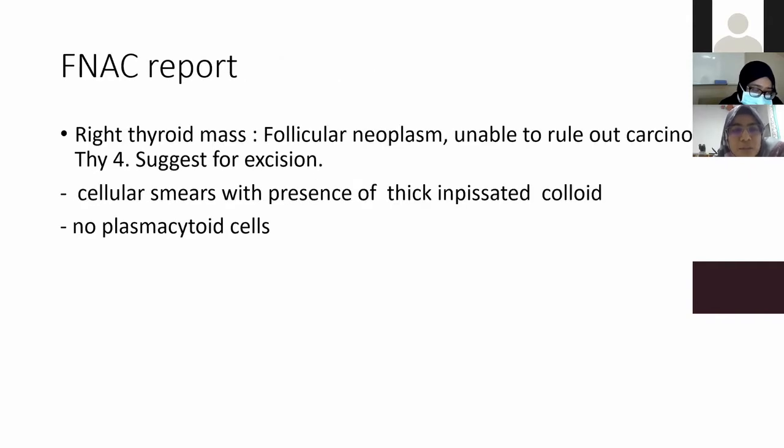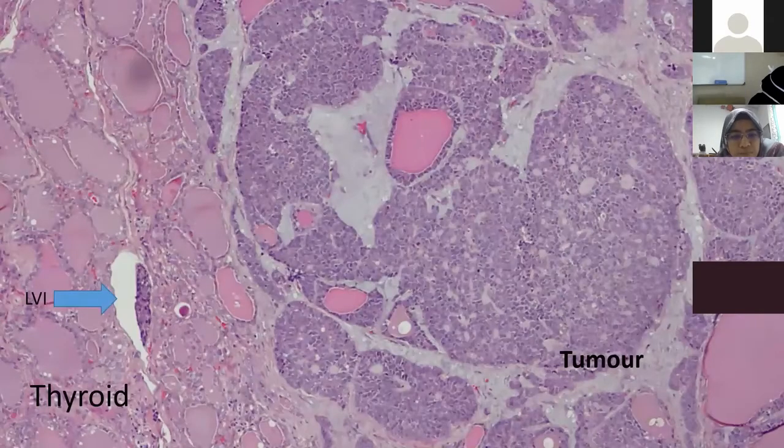Okay, so the FNAC was reported as follicular neoplasm, unable to rule out carcinoma, which is type 4, and we suggested excision. So I already mentioned the features for why we put follicular neoplasm as our first diagnosis. Okay, so this is the HPE finding.